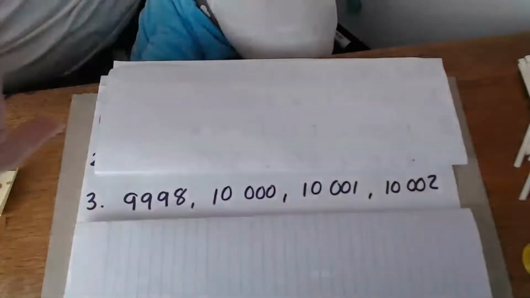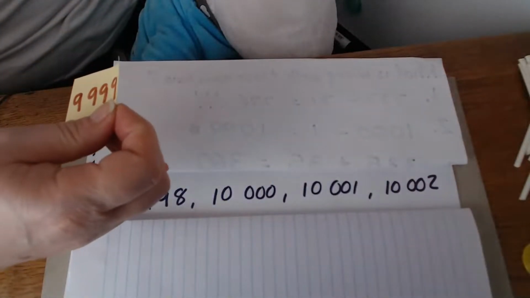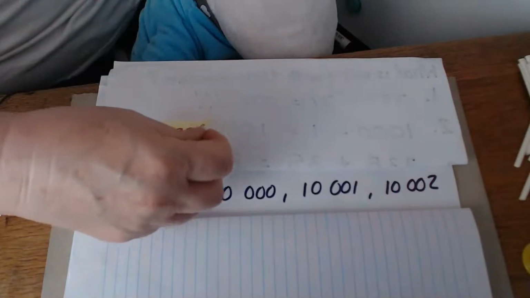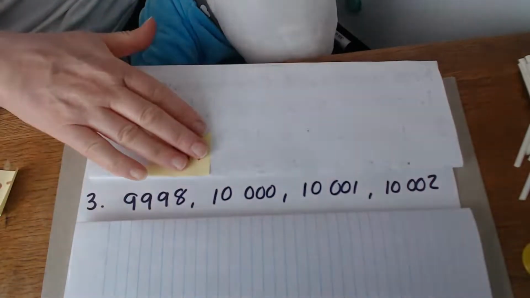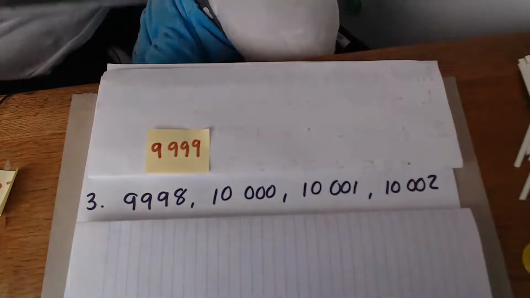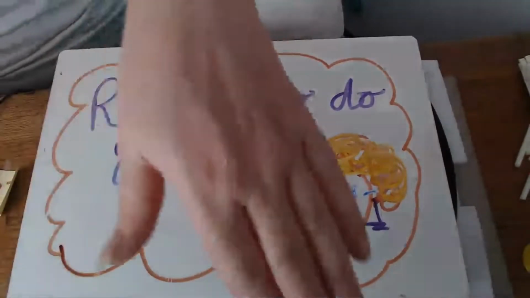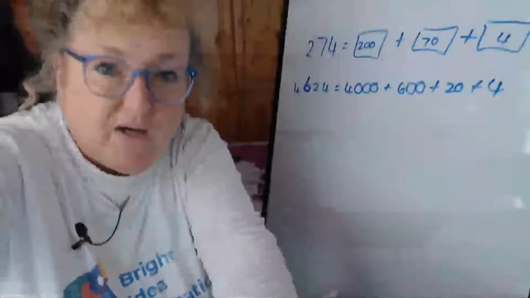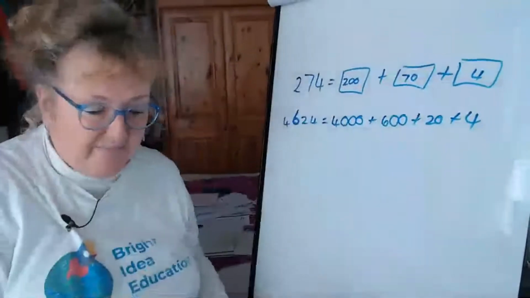Okay, missing number 9,998. 9,999. Then it jumps to 10,000. So well done. Okay, Chickaloolers, our time is up.